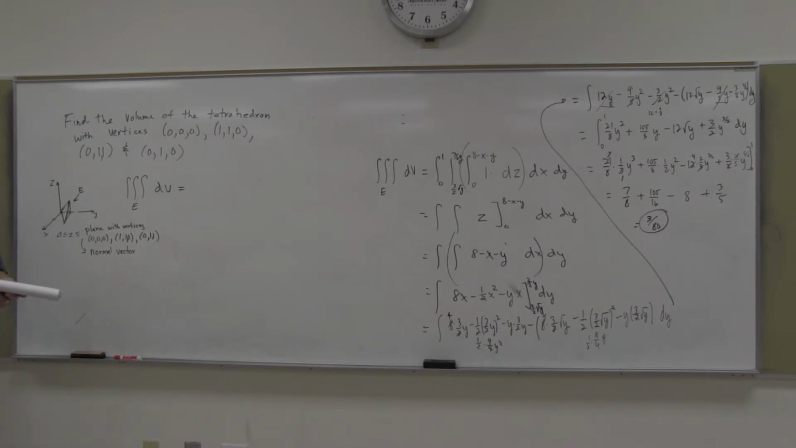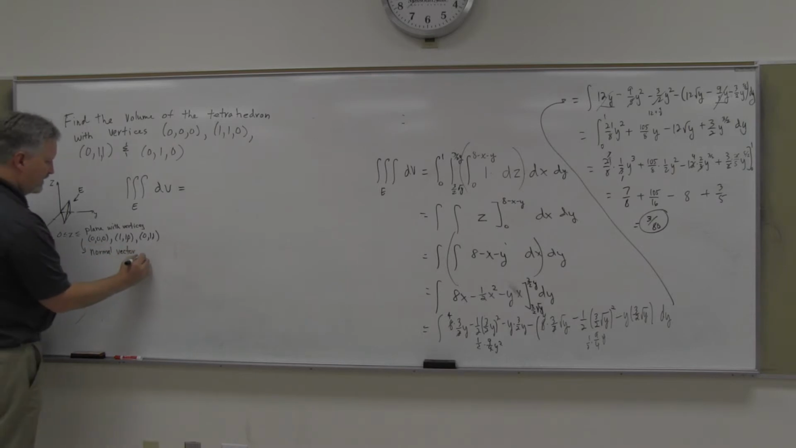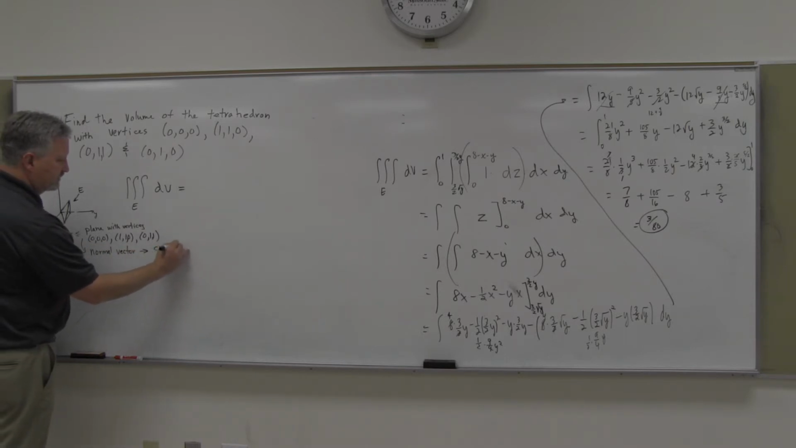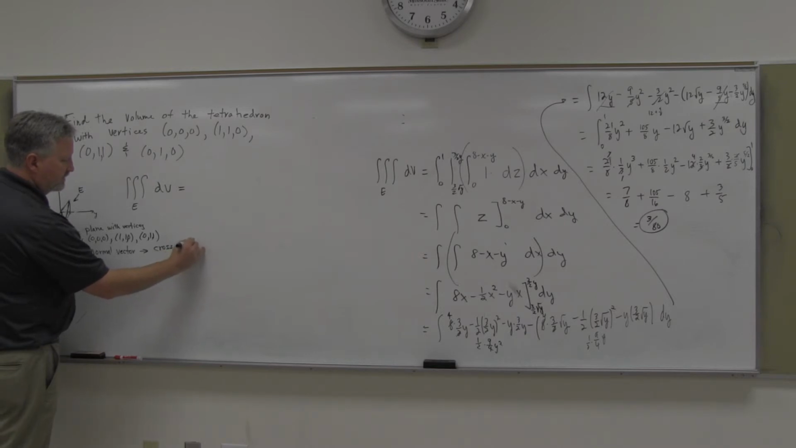How do I get the normal vector for the plane? Well, you need to come up with a perpendicular vector out of that plane. And how do you get a perpendicular vector? Cross product? Yeah. All right, so for the normal vector, I need 2 vectors in this plane. So we'll do the cross product of 2 vectors.